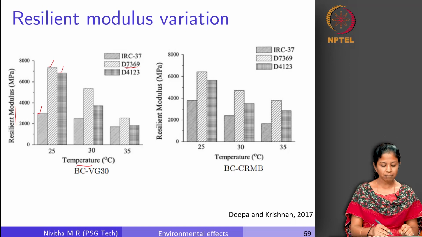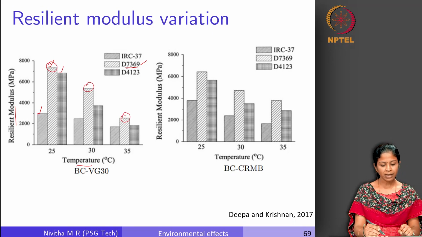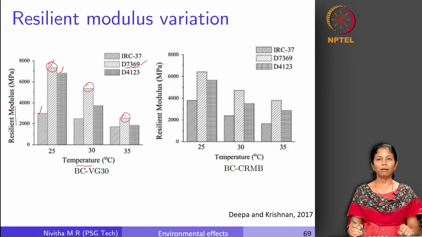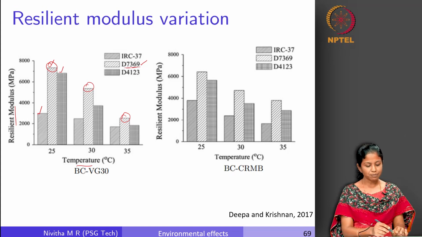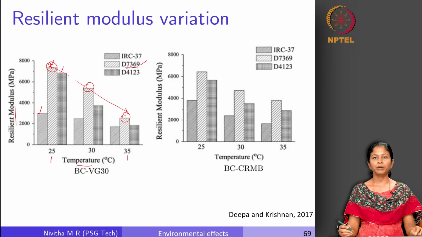Now let us compare the value that is obtained from D7369. So this is at 25 degrees Celsius, this is at 30 and this is at 35, right. So you can see there is a substantial reduction in the resilient modulus depending upon the test temperature. This temperature variation can be experienced by the pavement in terms of pavement temperature also. So if the pavement temperature varies by 10 degrees from 25 to 35 degrees, there is going to be this much amount of variation in the resilient modulus for the bituminous mixture.